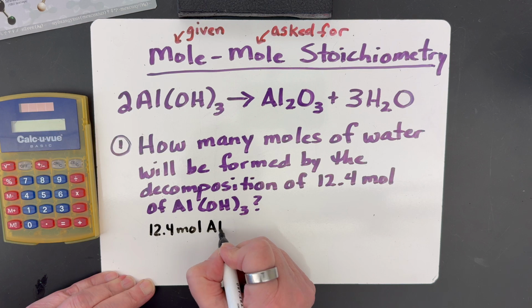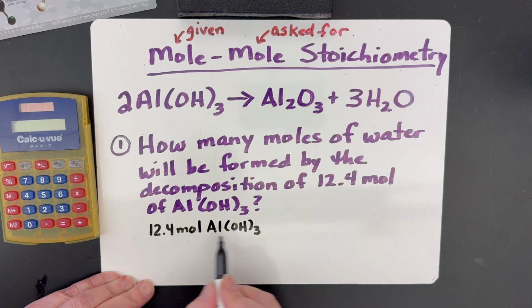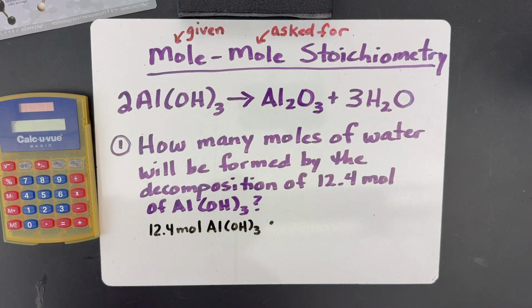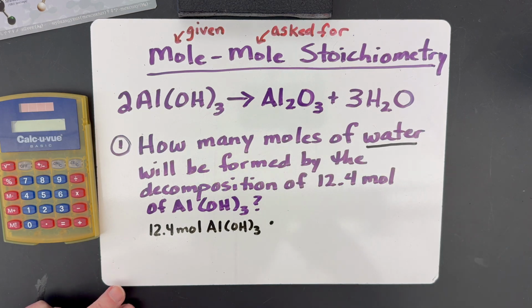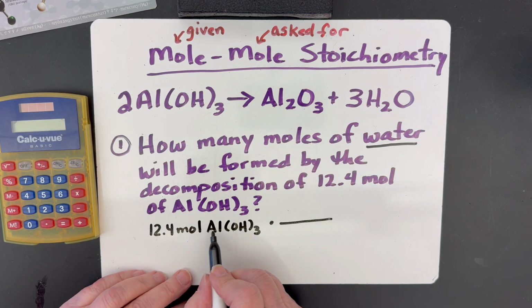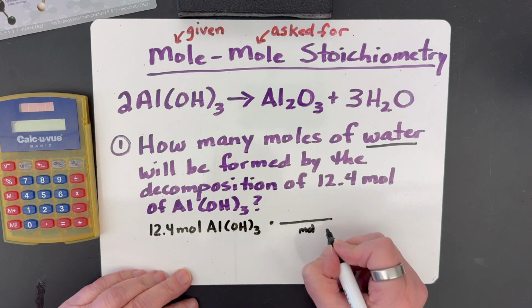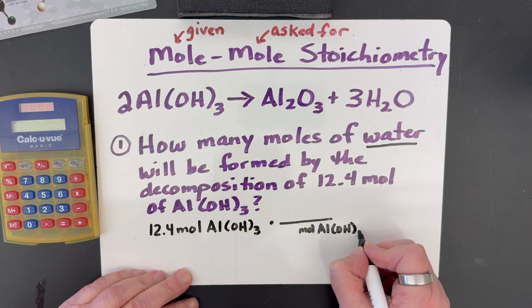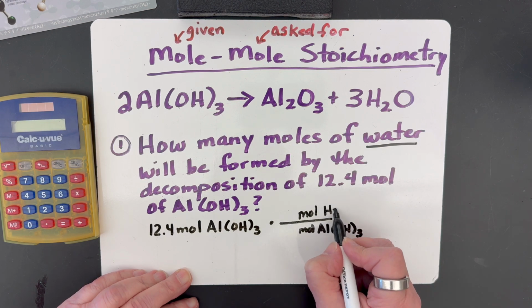Now keep your labels on here because that helps you solve the problem correctly. So here's our given. We can think of that as being over 1. So we need a conversion factor here to change from moles of aluminum hydroxide to moles of what we're asked for, which is water. Since we have aluminum hydroxide on the top, we need to have moles of aluminum hydroxide on the bottom here so that our units will cancel. And we're trying to find moles of water, H2O.